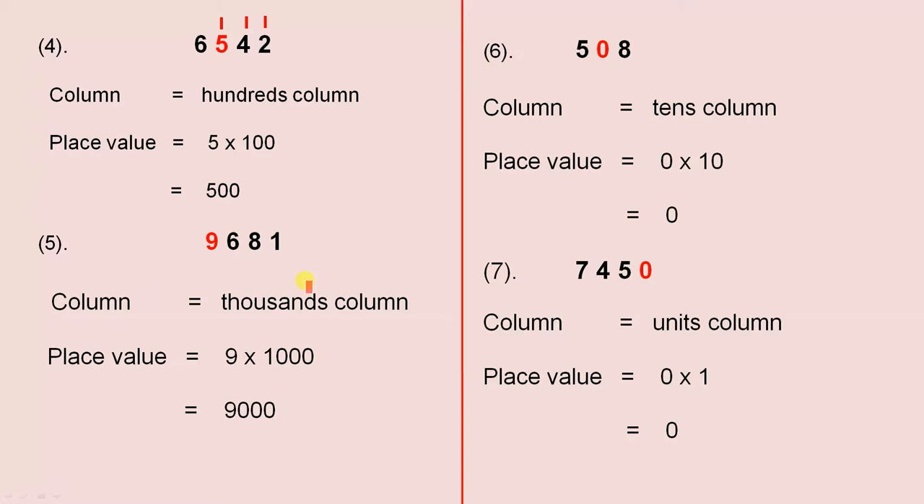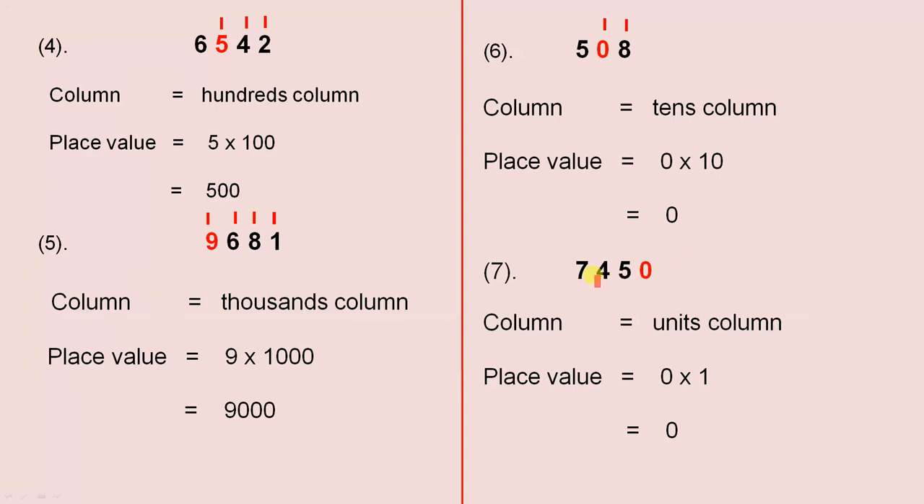Number 5, 9,681. The column is units, tens, hundreds, thousands. So it's the thousands column. So the place value is 9 times 1,000, which is 9,000. Number 6, 508. The red digit here is in the tens column, units, tens. So the place value is 0 times 10, which is 0.